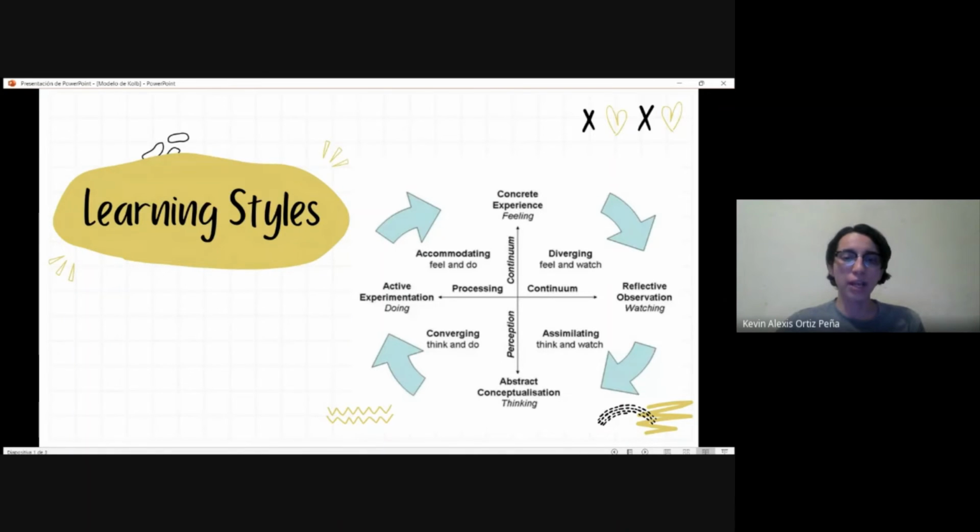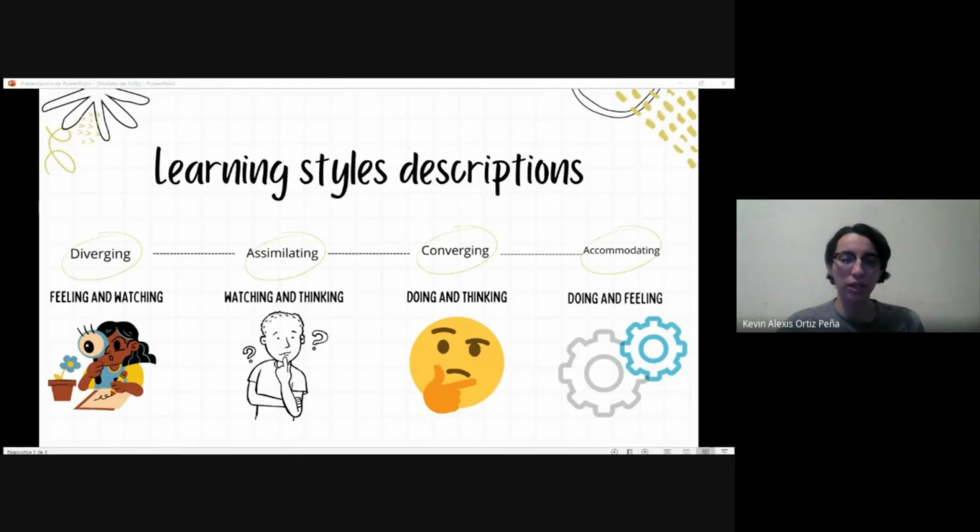Now we're going to see the learning style descriptions. Let's start with diverging. These people are able to look at things from different perspectives. They are sensitive. They prefer to watch rather than do, and they tend to gather information and use imagination to solve their problems.